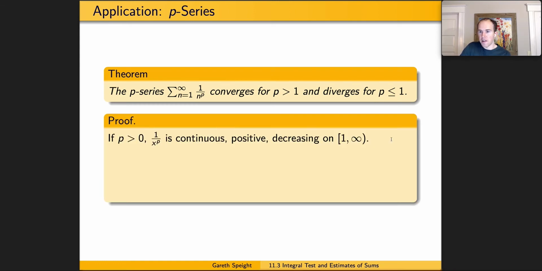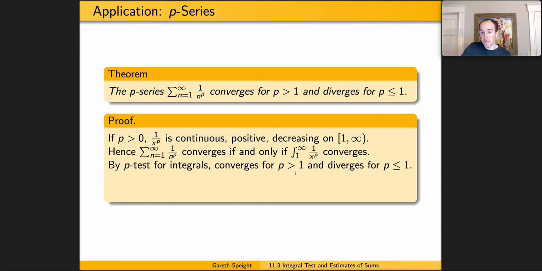Why is this true? It's an application of the integral test. If p is strictly bigger than 0, then 1 over x to the p is continuous, positive, decreasing. It looks like 1 over x squared, 1 over x cubed, 1 over square root x, any of those functions. So by the integral test, the sum converges if and only if the integral converges, so we can look at the integral instead. And the integral from 1 to infinity of 1 over x to the p is just the p-test for improper integrals of type 1. We said that converges if p is strictly bigger than 1, diverges for p less than or equal to 1. Here we were assuming that p is bigger than 0 in order to be able to do the integral test.